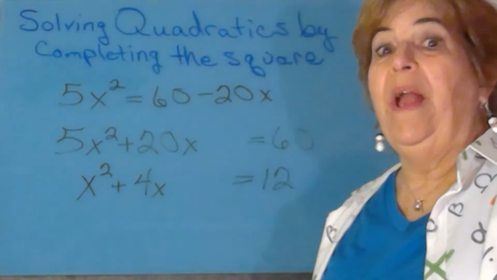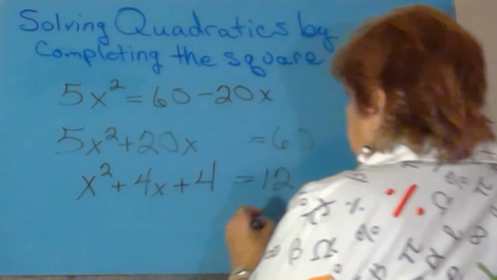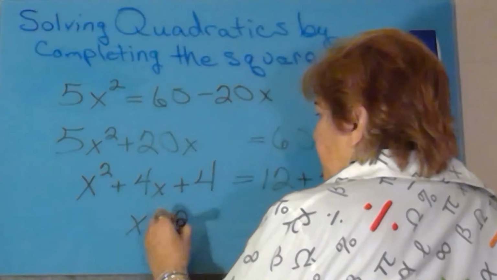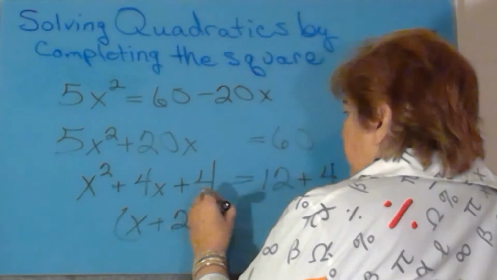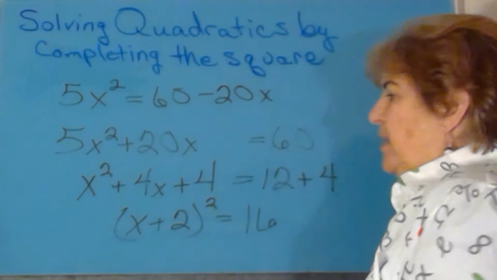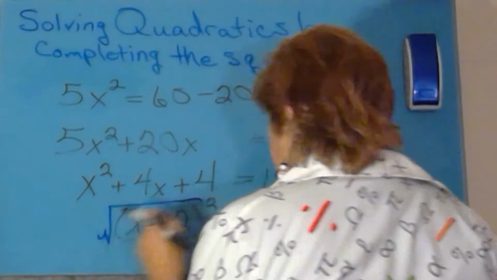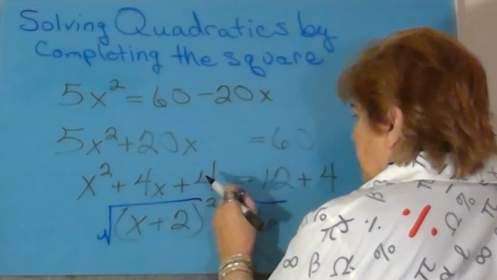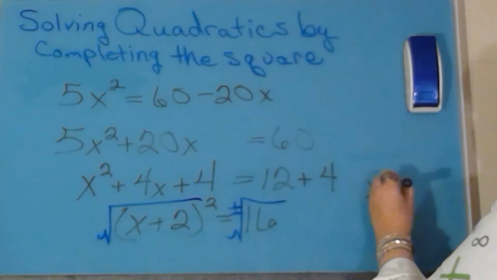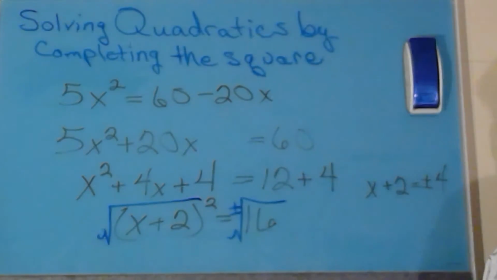Half of 4 is 2, and square it, you get 4. x plus 2 squared equals 16. When I take the square root of both sides, I end up with x plus 2 equals plus or minus 4.